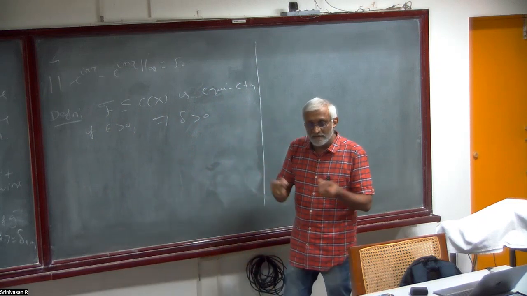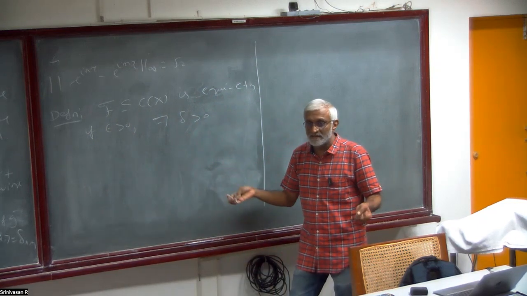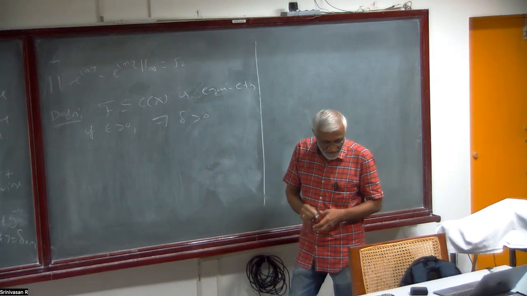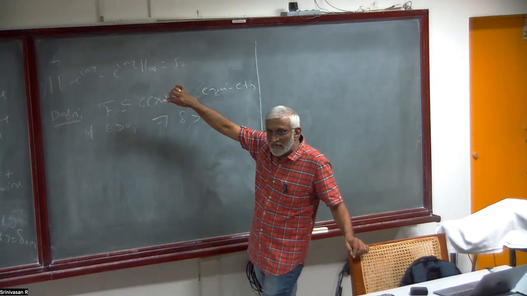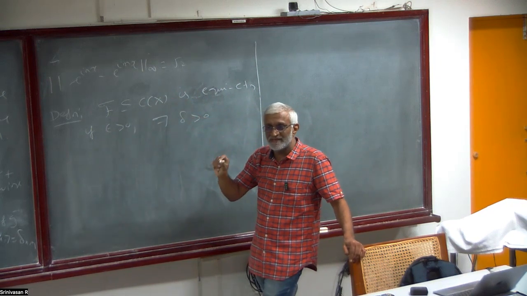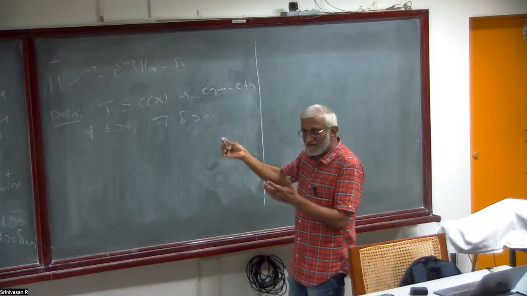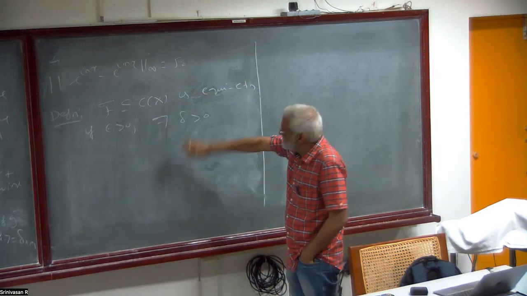Uniform continuity means the delta should not depend on the points. Equicontinuity, there are many definitions: equicontinuous at a point, and uniformly. But I want to use this definition because we are not going to use other definitions. We need not list so many definitions. So I am calling this equicontinuous.